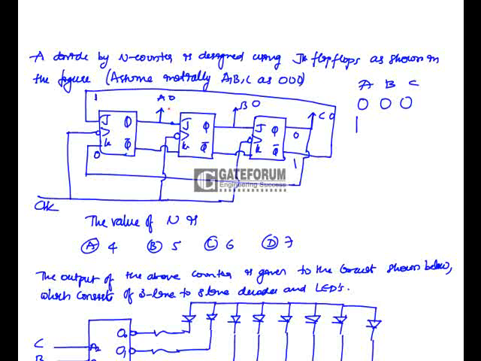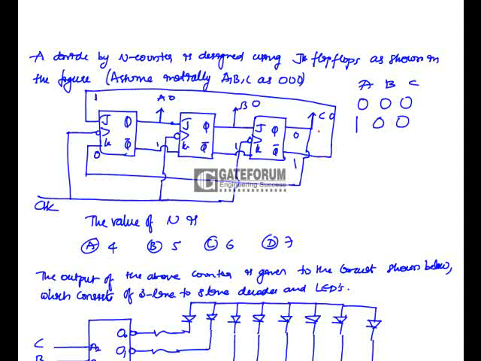Now, A is connected to Q, which is 0. What about Q bar? 1. If you have 0 and 1, what is the value of B? 0. So the input to J is 0. What about K? K is equal to Q bar, which is equal to 1. So with 0 and 1, the output is 0.